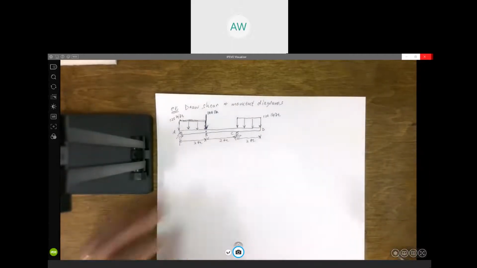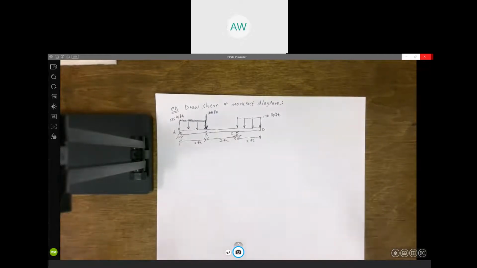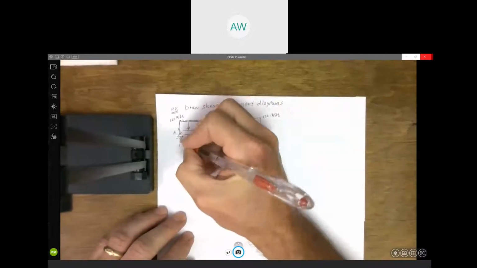And so we want to construct or draw the shear and moment diagrams for this beam. Again, what that does is shows us what the shear force and bending moment are for any cross section down the entire length of that beam. And that's what we would have to do if we were trying to analyze this beam and calculate the maximum stresses.